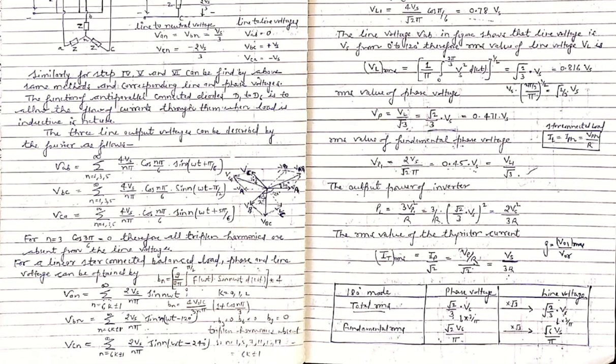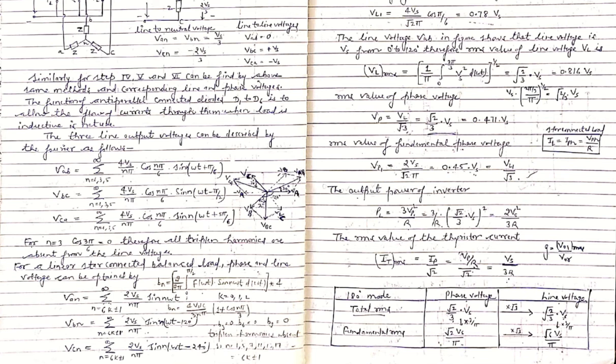Now, for n equals 3, if we put n equals 3 in this line voltage expression, then in the Fourier series one term is cos n pi by 6. So cos 3 pi by 6, and if we cancel 3 from 6, it is cos pi by 2, which equals 0. Therefore the magnitude of the whole line voltage will be 0. So all triplen harmonics are absent from the line voltage.